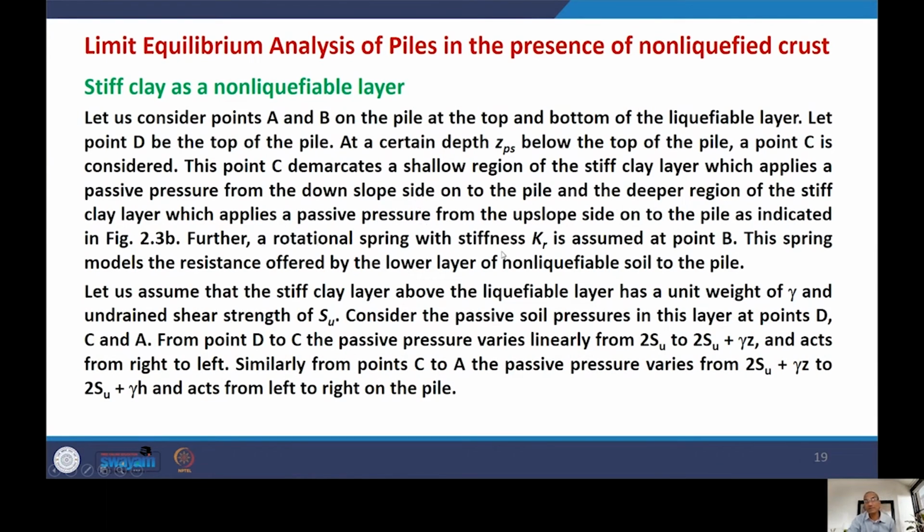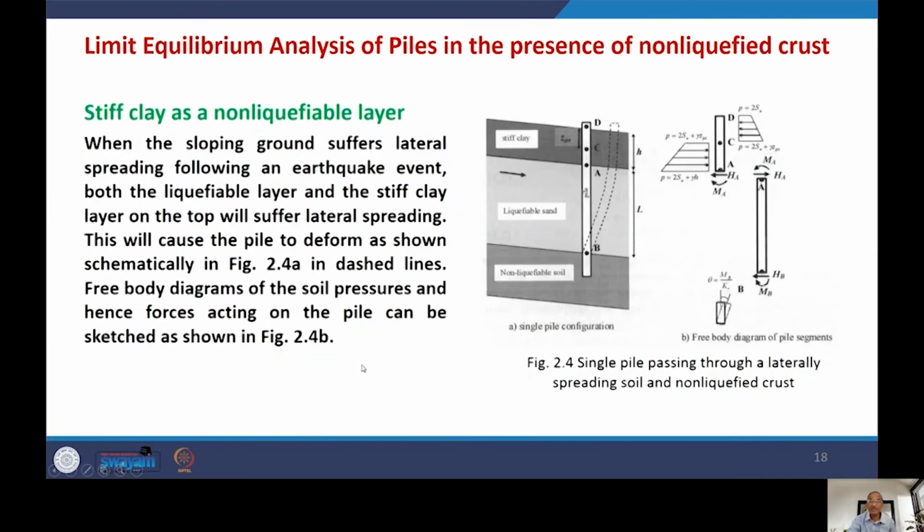Further, a rotational spring with stiffness Kr is assumed at point B. This spring models the resistance offered by the lower layer of non-liquefiable soil to the pile. So a rotational spring is also shown here.